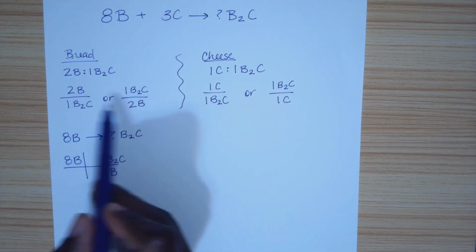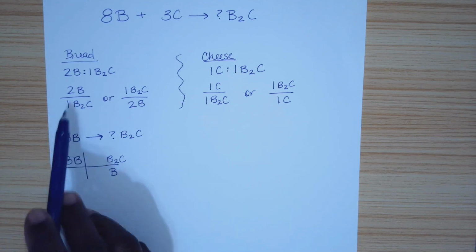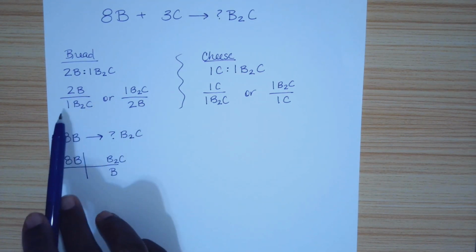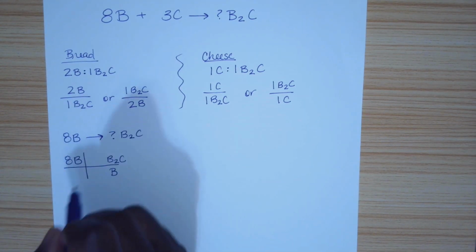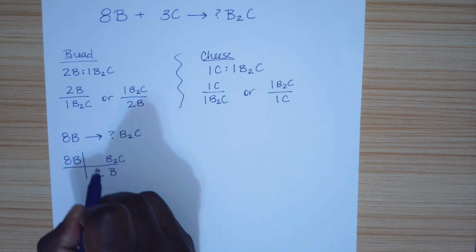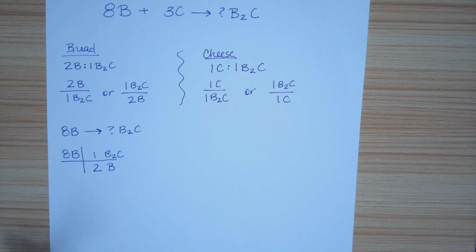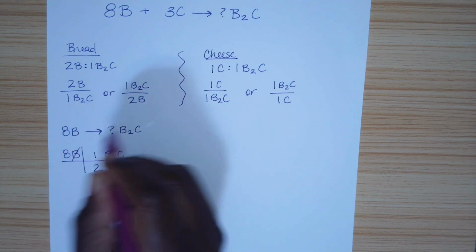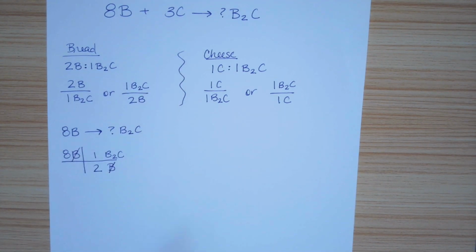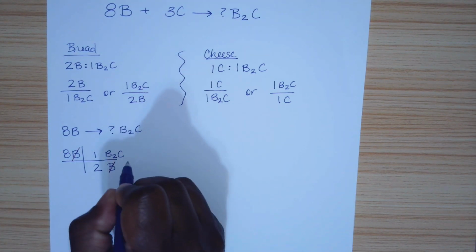Looking back at my conversion factor, regardless of which one, the 2 goes with the B, the 1 goes with the B2C. So my 2 is still going to go with the B, the 1 is going to go with the B2C. So by setting up the conversion factor, it allows the unwanted units to cancel so that you're left with the wanted units. From there, you simply carry out your calculation.